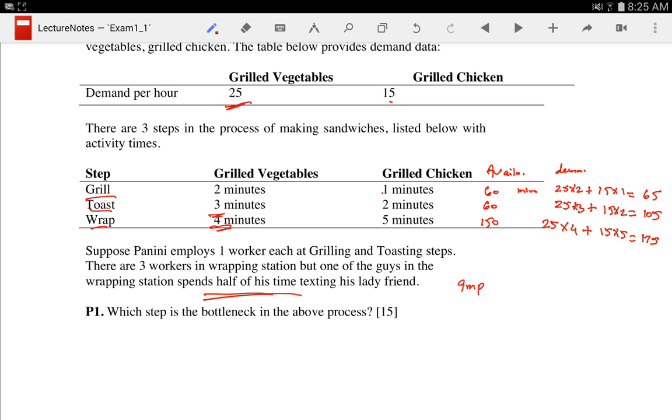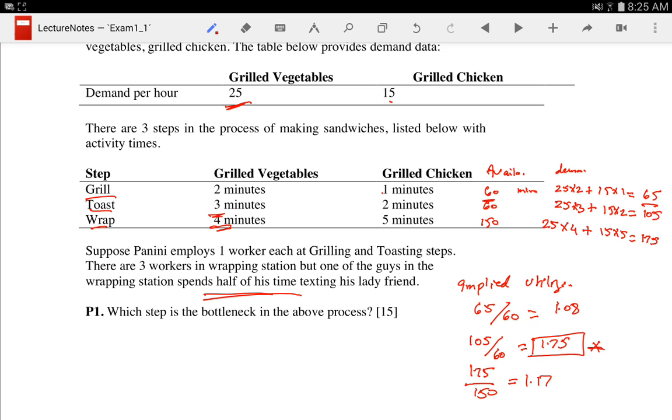Now we can calculate the implied utilization. Implied utilization is just what is demanded divided by what is available. So that is 65 divided by 60, 105 divided by 60, and 175 divided by 150. This comes out to be 1.08, 1.75, 1.17. All of these are more than 100%, but this is the most constrained one, so this must be the bottleneck.